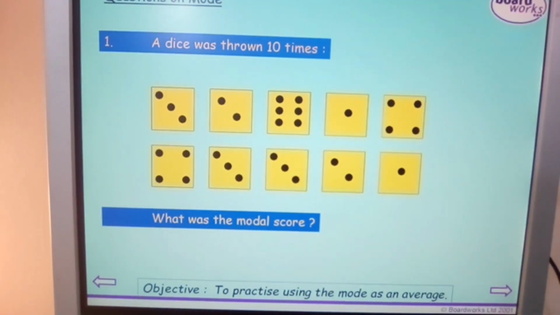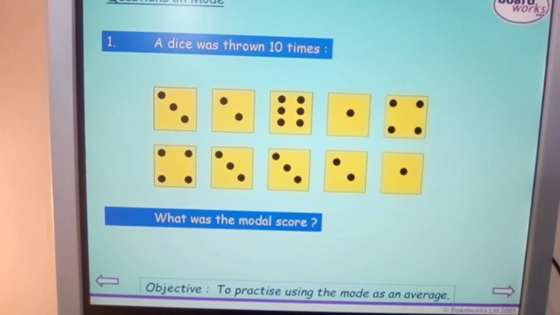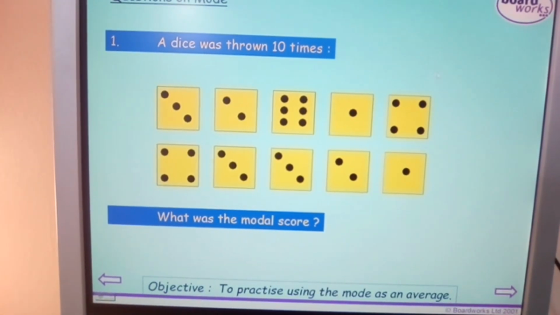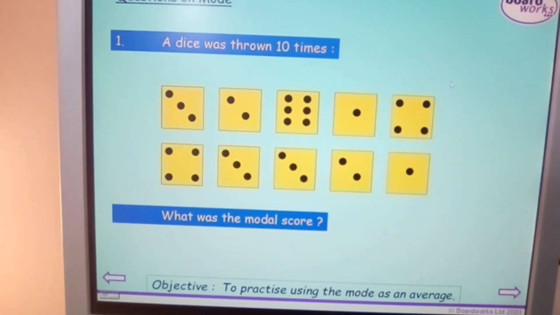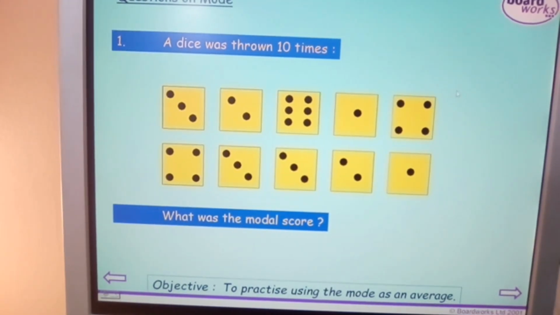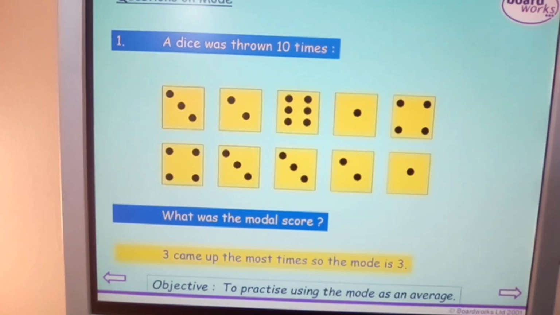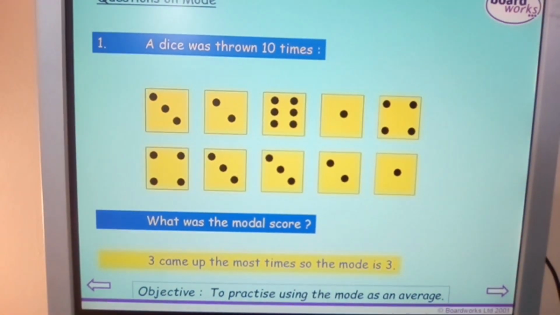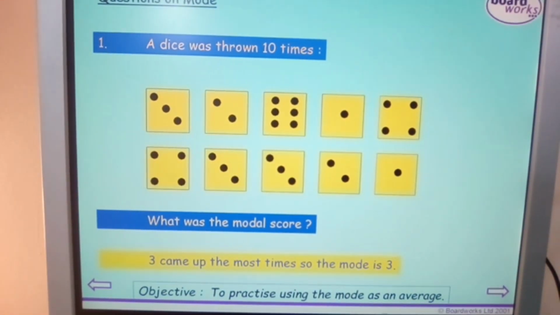Dice was thrown 10 times. What was the modal score? Modal because we're looking at for more than one. Mode is singular. But again, don't hold me to that. So here you can see 3 came out the most times, so the mode is 3.